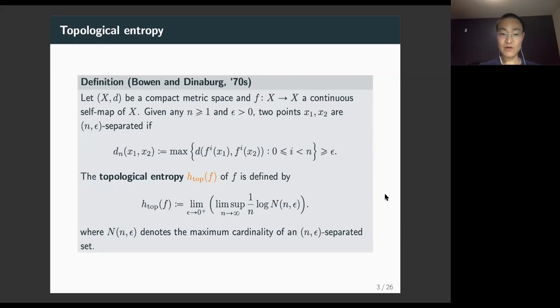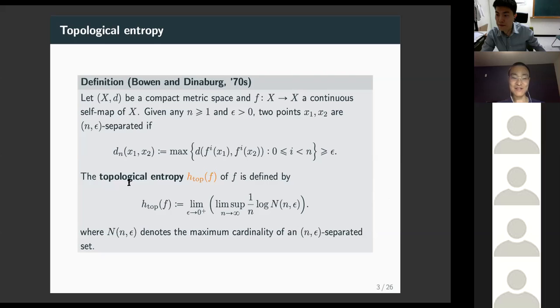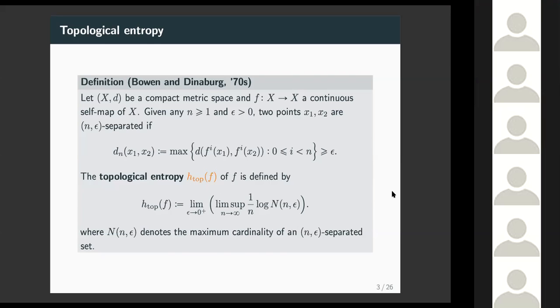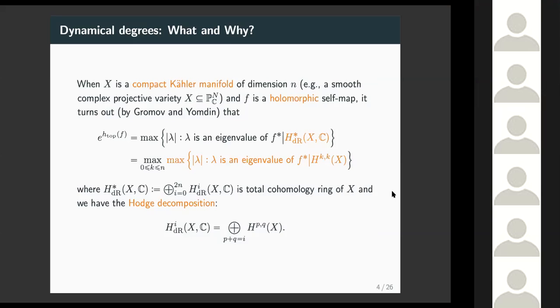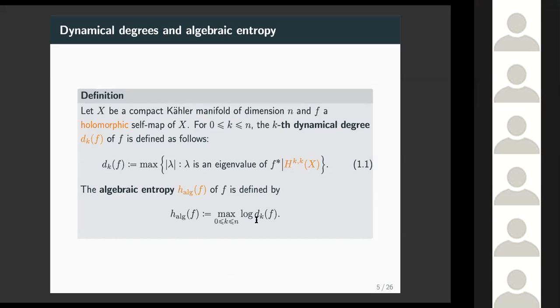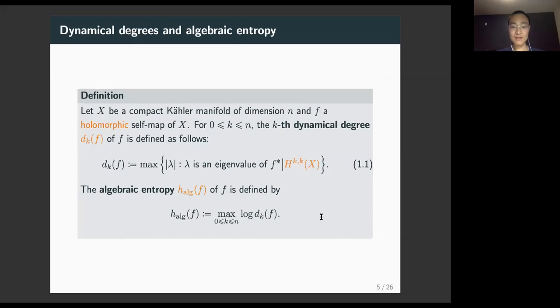Okay. So actually, we will not go back to this definition in this talk. We only focus on the algebraic one, for example, this algebraic entropy.